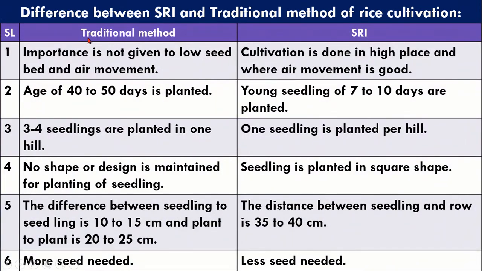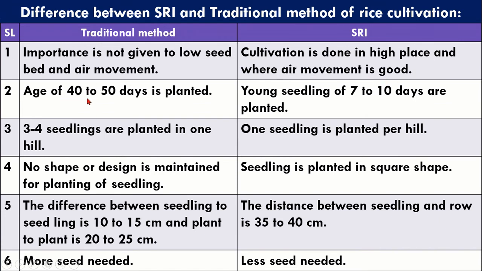As you can see, this is the difference. I tried to draw for your attention the difference between the traditional method and the SRI method, because that is why the farmer changed from the traditional method to the SRI method. If you see this difference, you can understand easily. First, importance is not given to a low seed bed and air movement in the traditional method, but here cultivation is done in a high place where air movement is good.